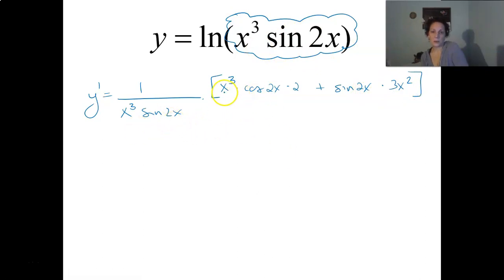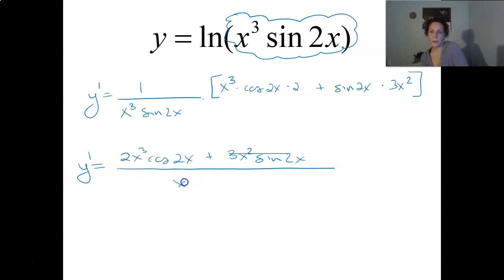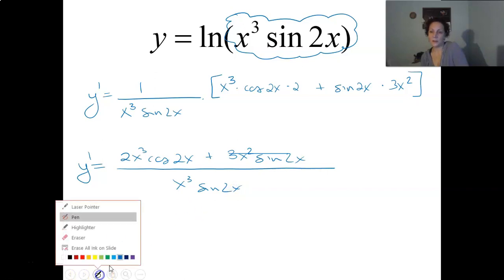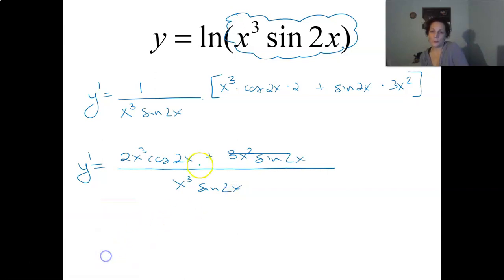So technically you could have just right off the bat written this whole thing in the numerator. You could leave it like that. It's up to you. I'm feeling sassy, so I'm going to rewrite it, all over x cubed sine 2x. And again, you're going to notice here a little bit of canceling.